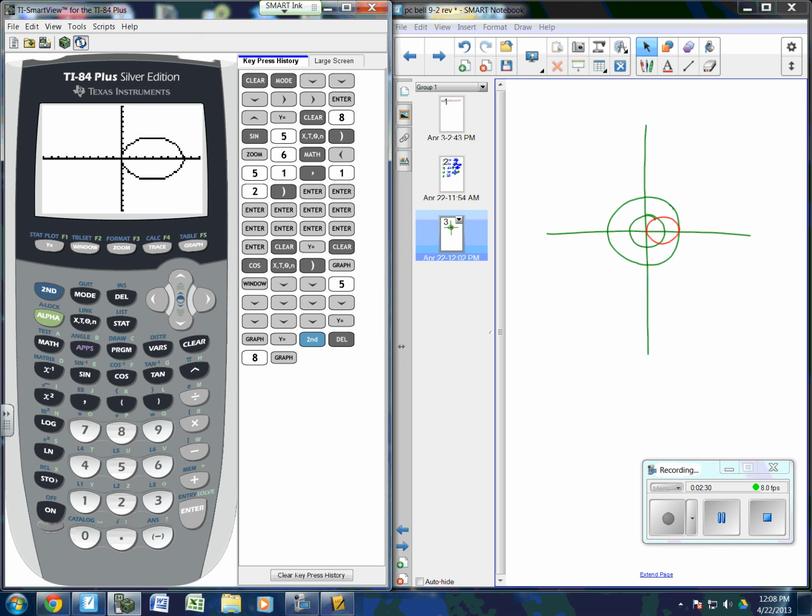What's the radius of that circle? It's 4, isn't it? Do you see that? The diameter is 8, right? Now, why does it not look like a circle right there? Why does it look like an oval?